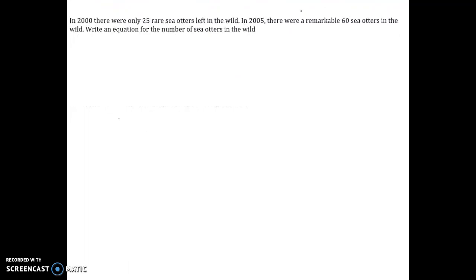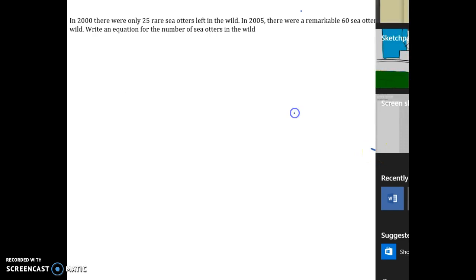In 2000, there were only 25 rare sea otters in the wild. In 2005, there were a remarkable 60 sea otters in the wild. Write an equation for the number of sea otters in the wild. So, with this one, you want to look for points. So in this case, I have in the year 2000, there were 25 otters. And then in the year 2005, there were 60 otters.